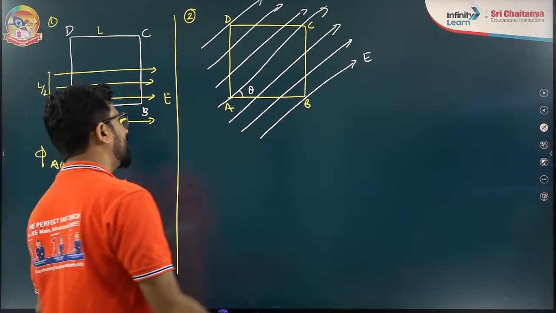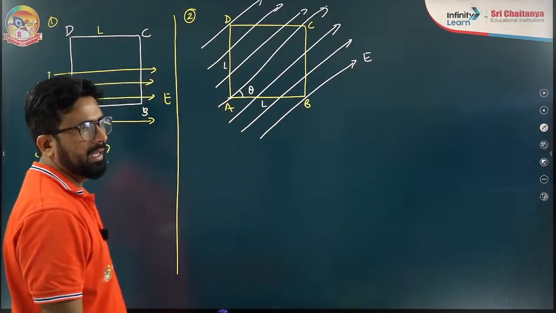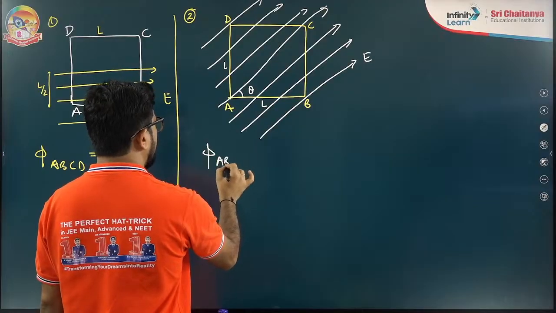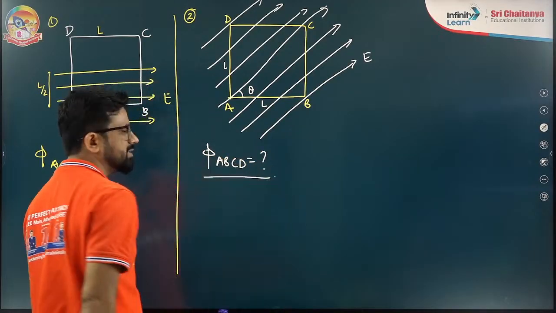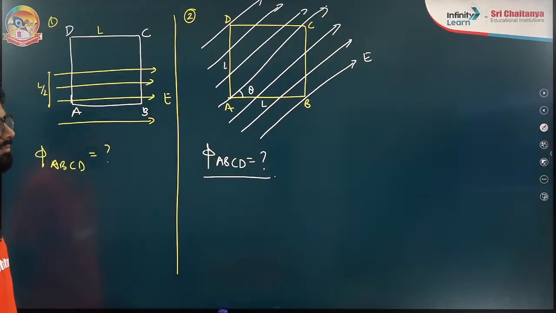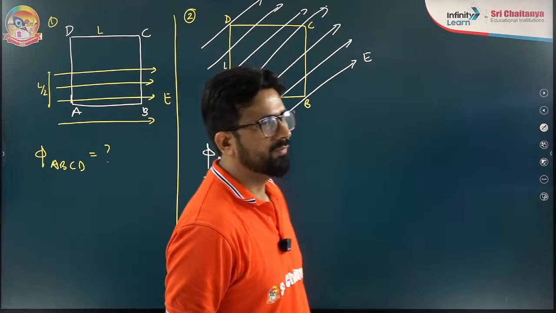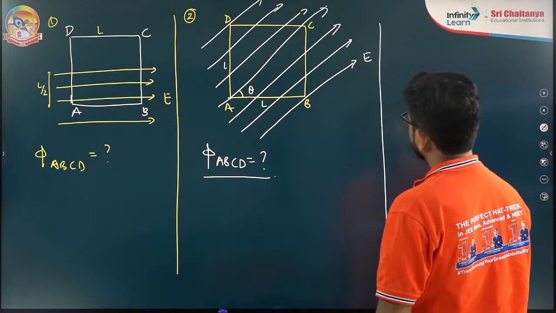And this is also a square sheet, which means the side length is L again. The question is again: what is the flux associated with ABCD? That is the second problem that we have to solve. Will you try this question?